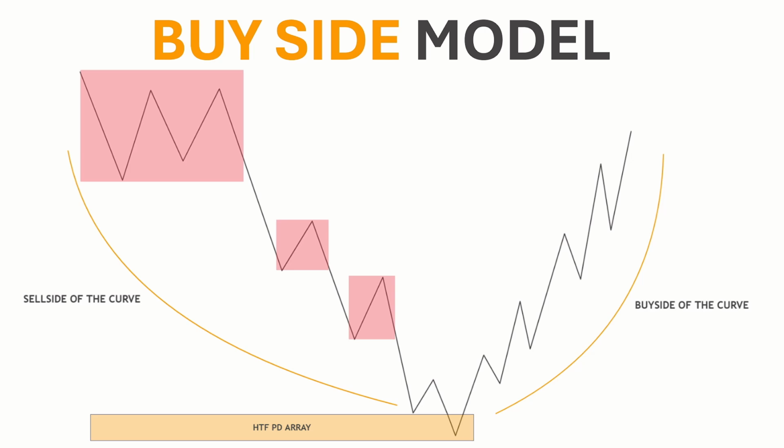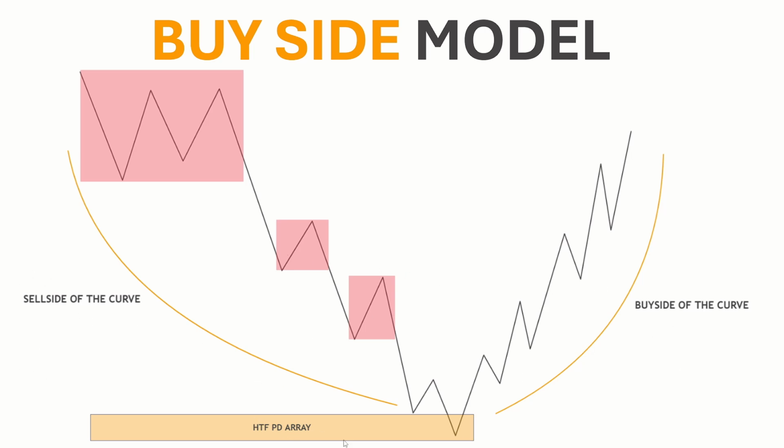The buy side model. Now, this is exactly the same as the sell side model. However, it is just flipped. As you guys can see, original consolidation, market distributes. We have one more consolidation zone here, market distributes. Another consolidation, and we have market distribute again. From here, we get accumulation, where market accumulates, where we get into the buy side of the curve. As you guys can see, this is the sell side of the curve now. This is the buy side of the curve.